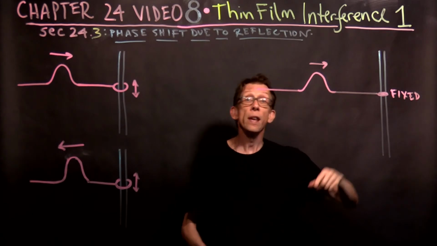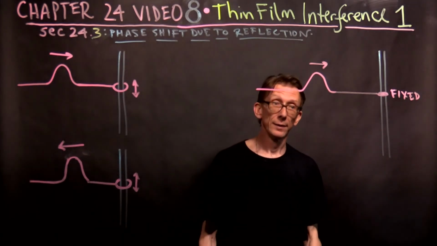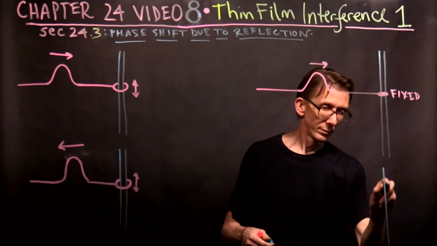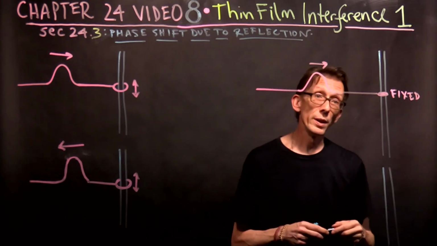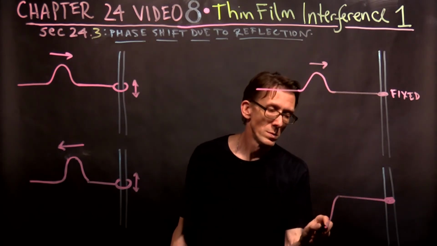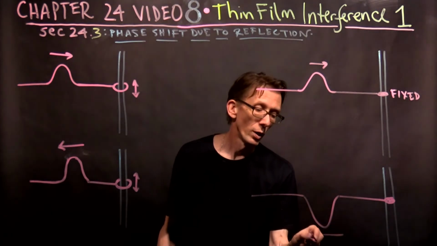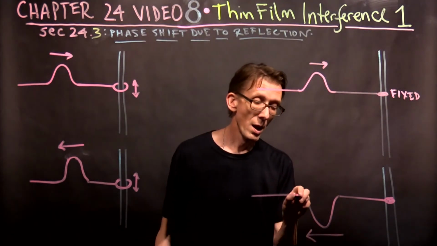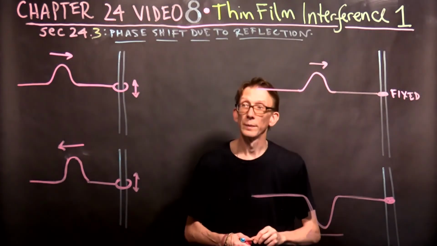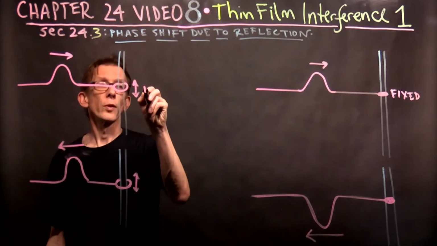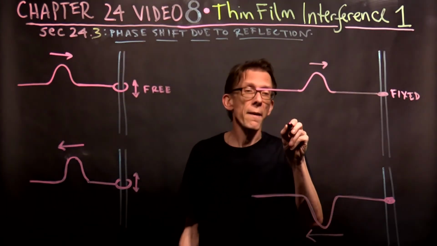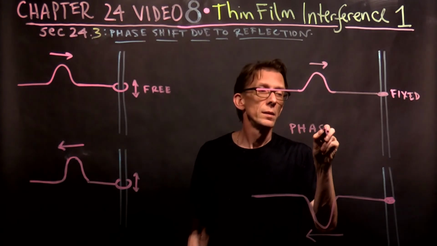Now if we send the wave down it, when it reflects and comes back, it's going to be upside down. It's going to have undergone an inversion. That one's fixed. This one is free. This is known as a phase shift.